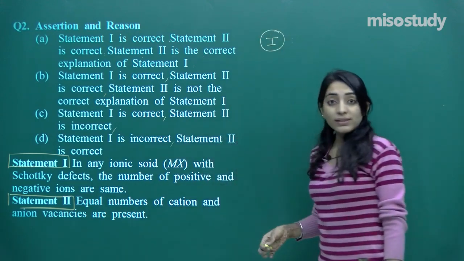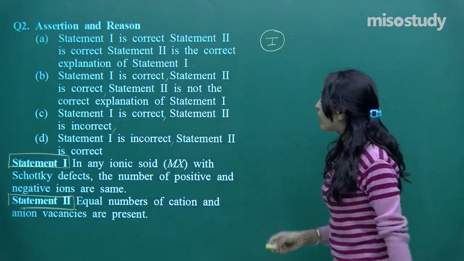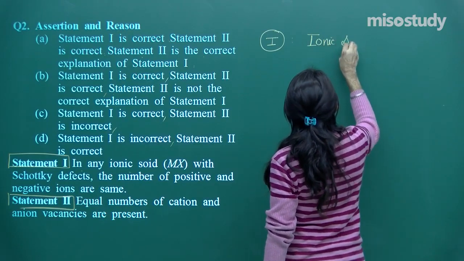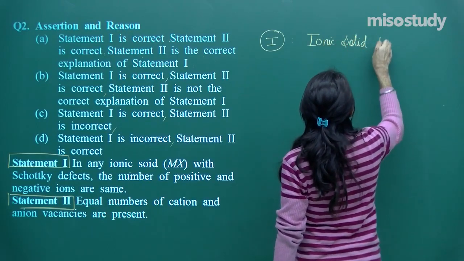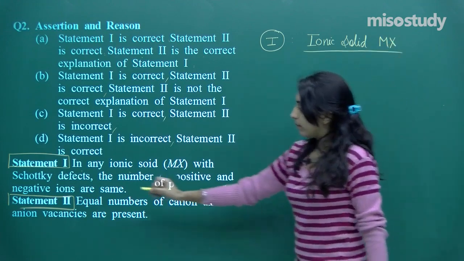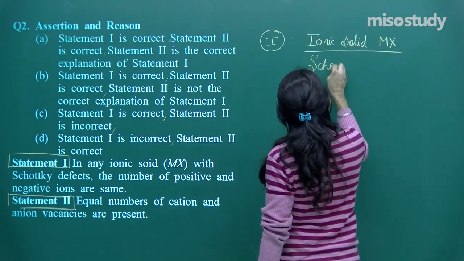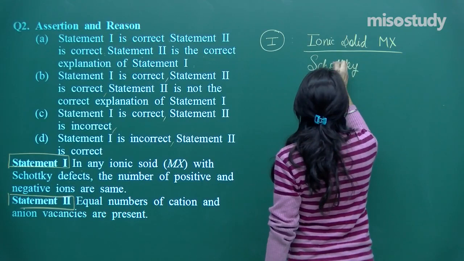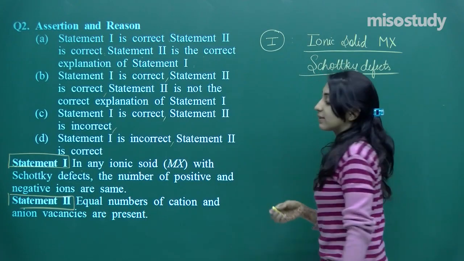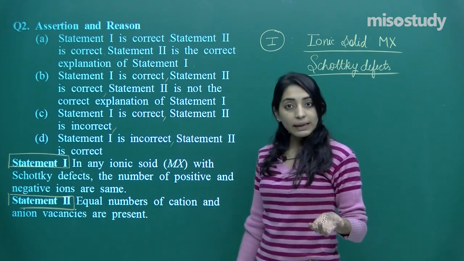So what does statement 1 say? It says that in any ionic solid Mx, so we have an ionic solid with the formula Mx, which is having Schottky defects. So you need to assume that Schottky defects are present in the ionic solid Mx. Okay. The number of positive and negative ions are same.